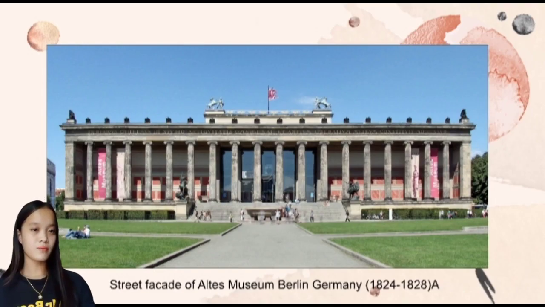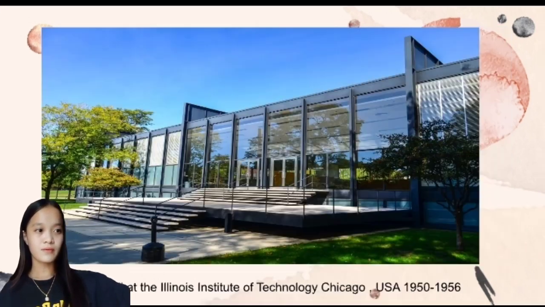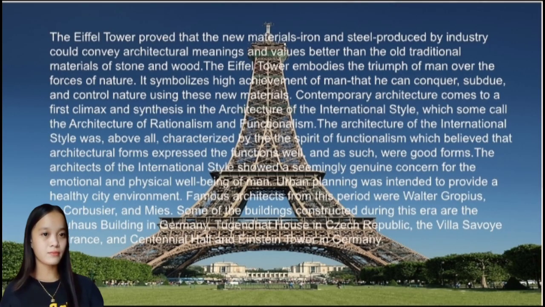These are the examples of architecture in the modern world. The first one is the street facade of Altes Museum, the German Embassy, and then Crown Hall at the Illinois Institute of Technology. The last one is the Eiffel Tower.